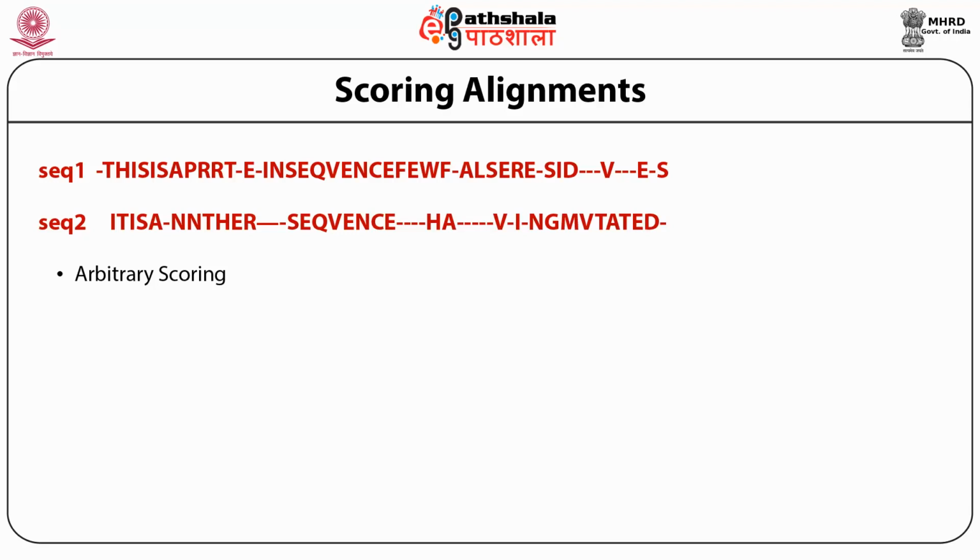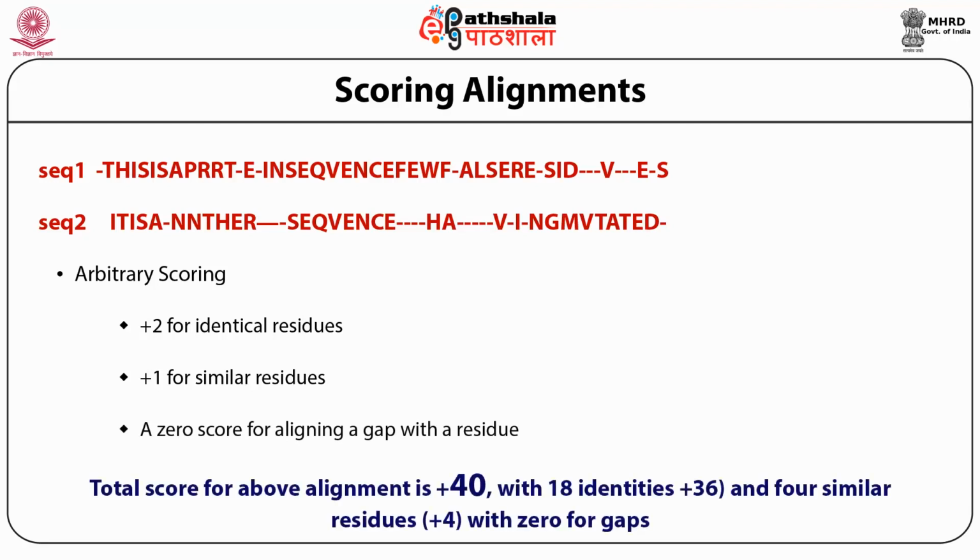In the arbitrary way, say +2 is assigned to a column where we have identical residues matched. A lower score, say +1, is assigned for alignment of allowed substitutions, which are usually for similar physicochemical amino acids. On the other hand, whenever we have aligned a gap with a residue, we assign no score for that column, that is a 0. The total score of an alignment is defined as the sum total of all the scores of individual columns. The total alignment score is the sum of scores for individual identities, similarities, and gaps.